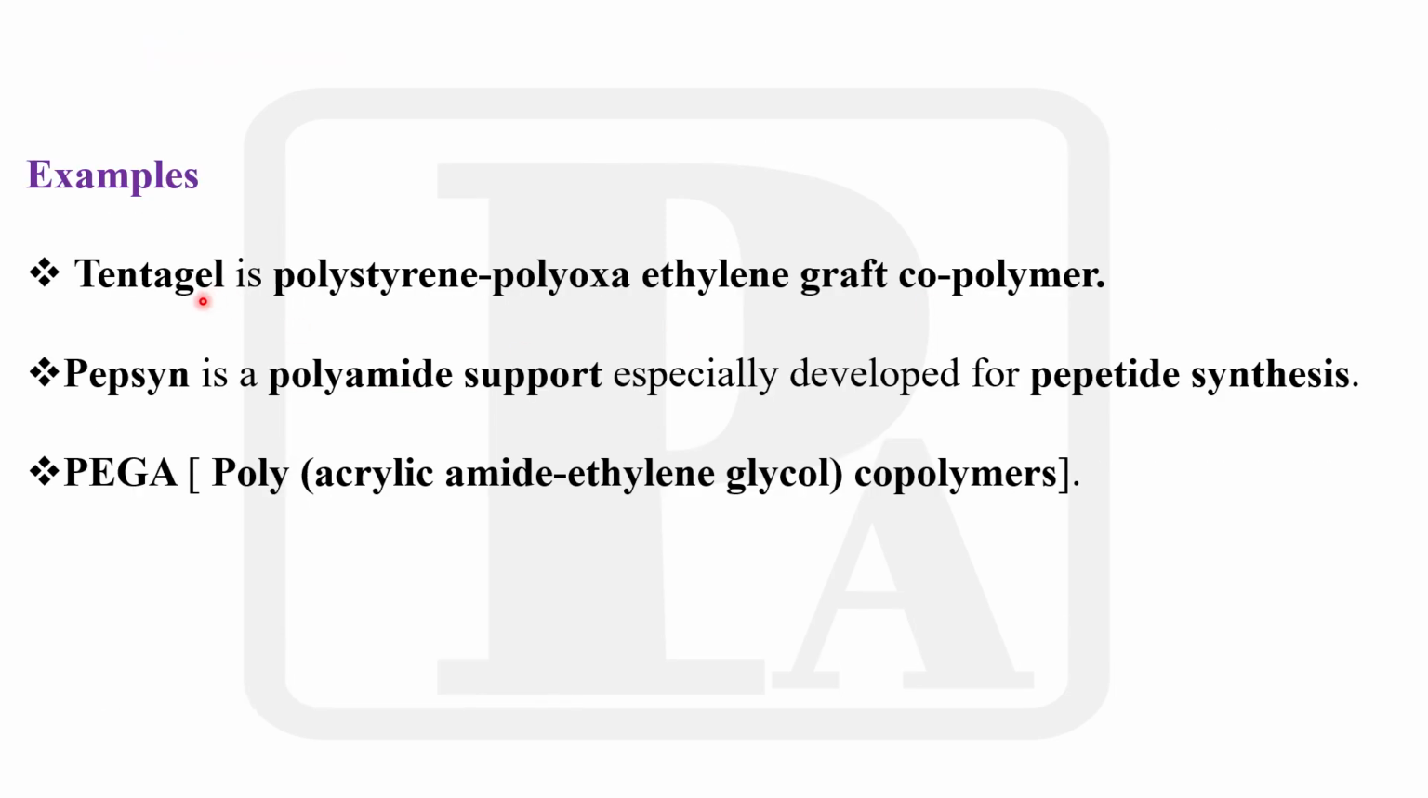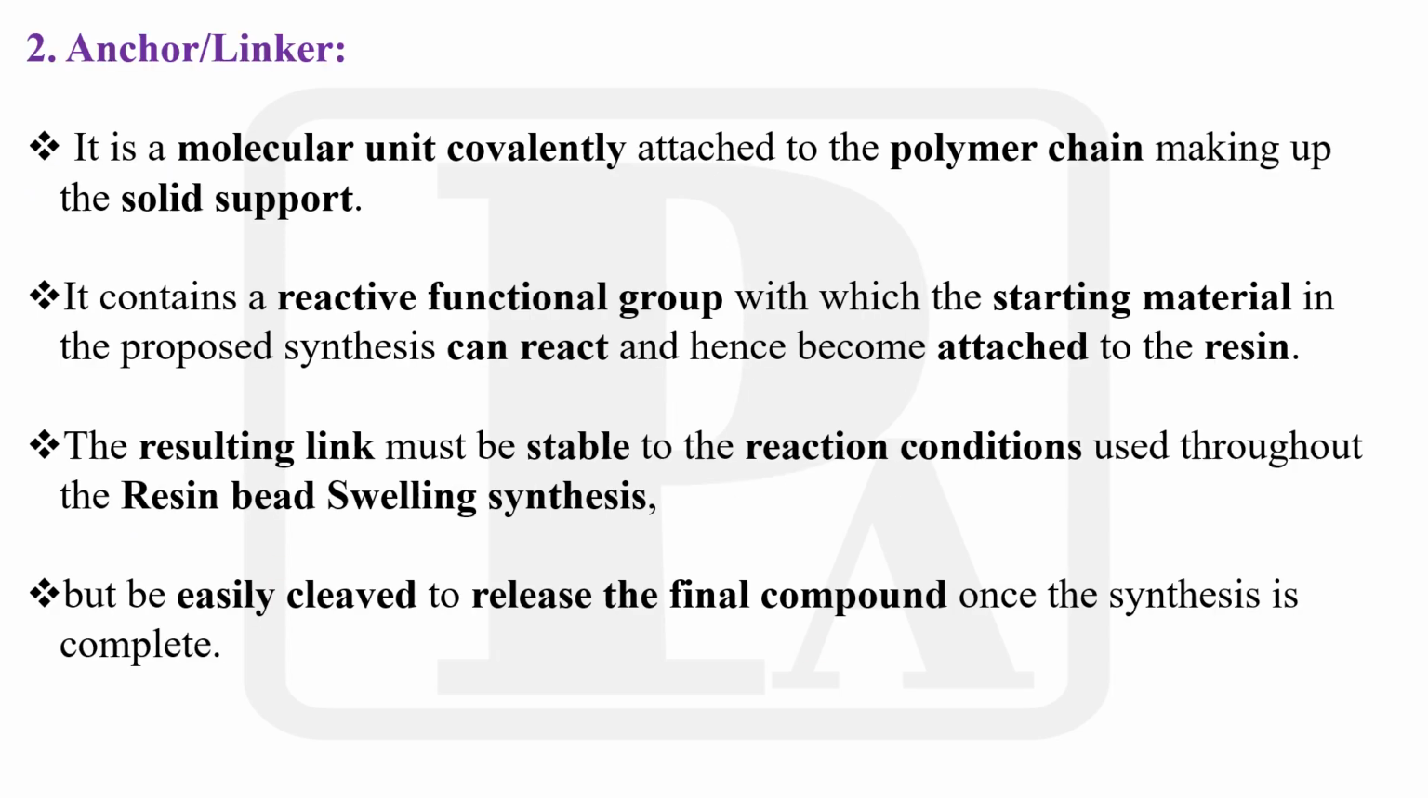Examples for this are Tentagel, Pepsin, and Pega. Tentagel is polystyrene polyoxyethylene graft copolymer, Pepsin is polyamide support that is mainly developed for peptide synthesis, and Pega is polyacrylamide ethylene glycol copolymer. So what are the examples? Tentagel, Pepsin, and Pega. So next one is anchor or linker.